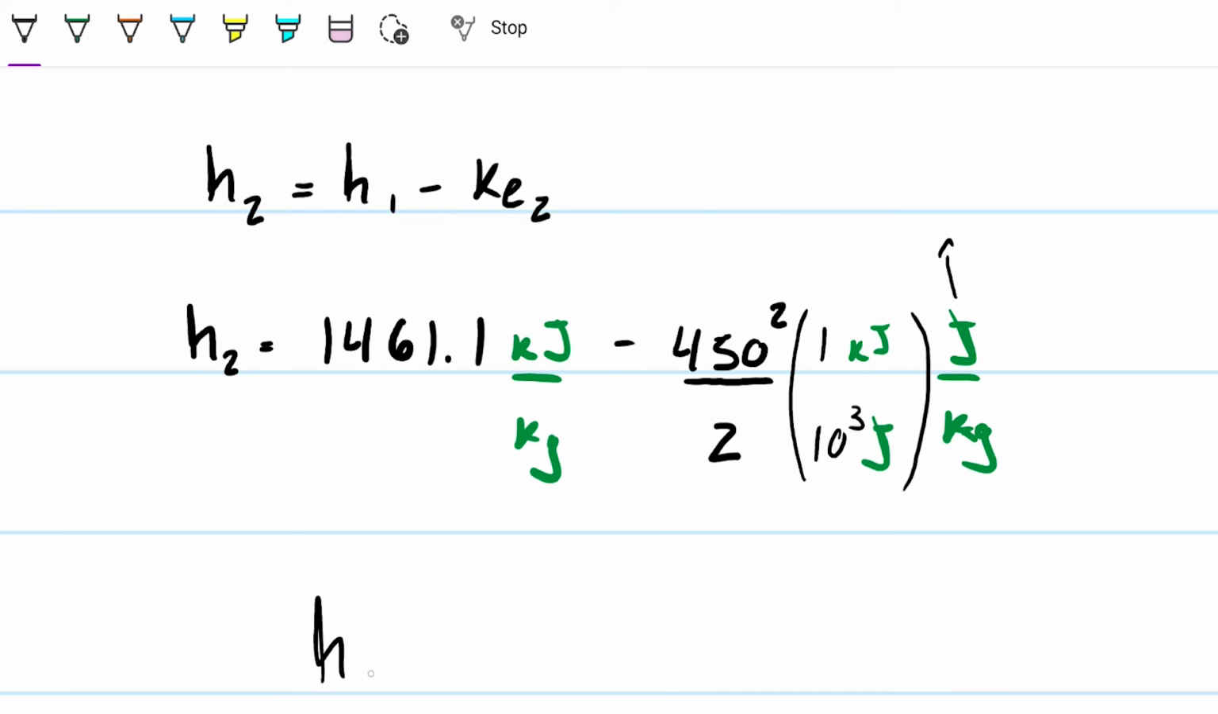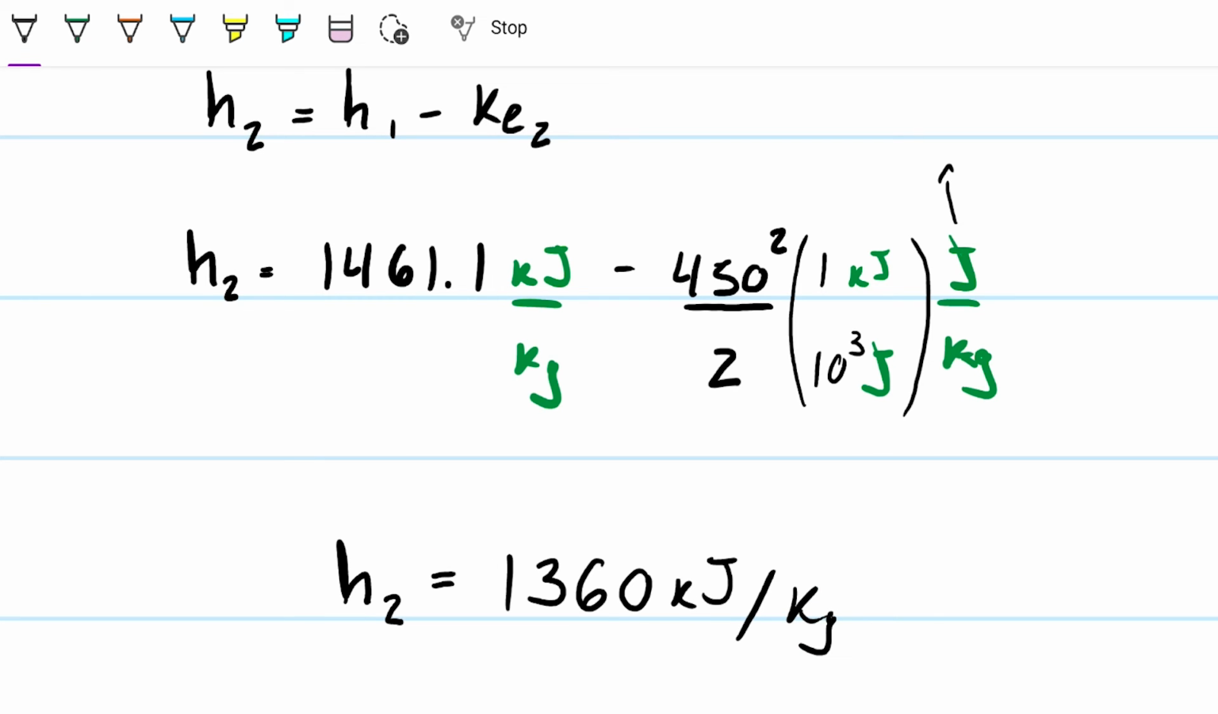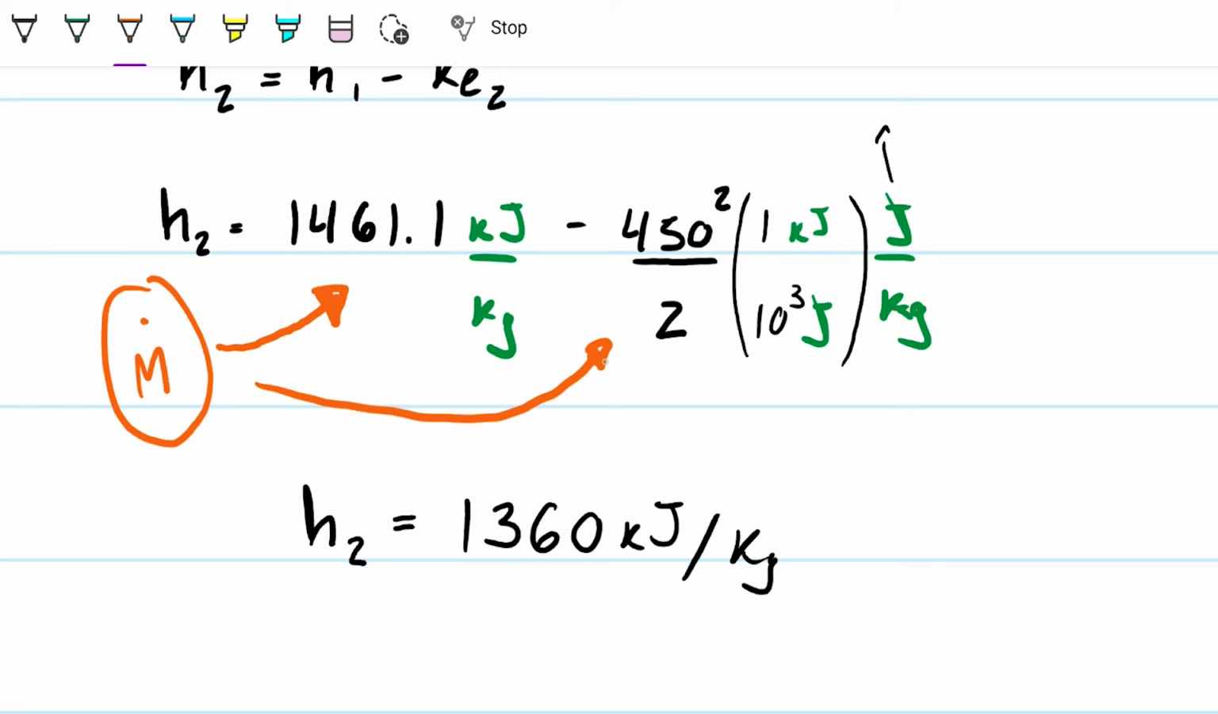So therefore, my enthalpy 2 is about 1360 kilojoules per kilogram. Okay, a question that comes up at this point is, Pablo, why didn't you use the mass flow rate? Because you have the mass flow rate, right? And if you were to use the mass flow rate, you can see what's the rate of energy entering and what's the rate of energy leaving. You can, but we're not really interested in the rate of energy at this point.